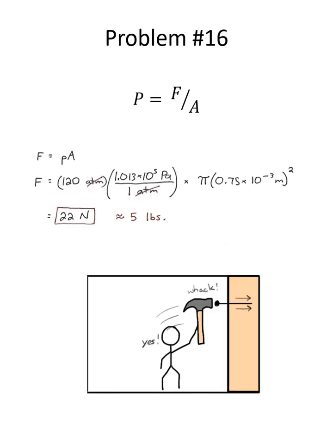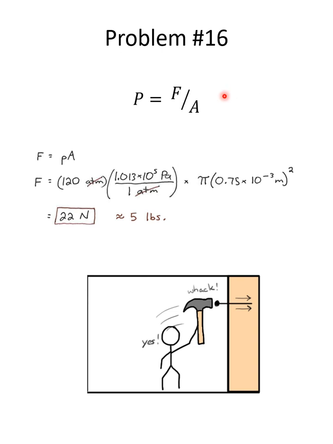Problem number 16. You unbend a paper clip made from 1.5 millimeter diameter wire and push the end against the wall. What force must you apply to give a pressure of 120 atmospheres? So the question is asking about the force, and it's giving us the pressure, 120 atmospheres. It is indirectly giving us the area over which the force is applied.